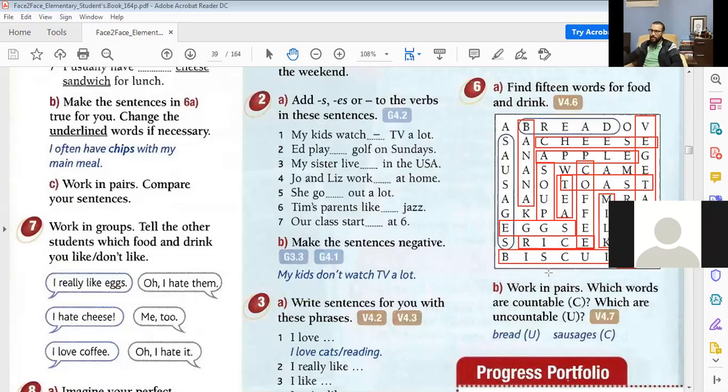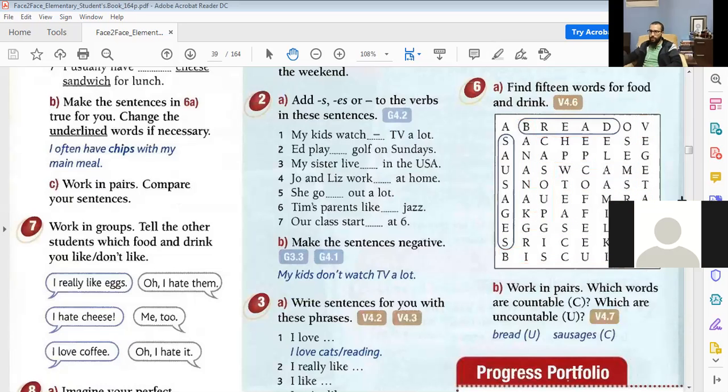You have to say, I've got some water, I've got a lot of water. Unless you use glass of water, bottle of water, that's fine. 2 liters of water, you give them a unit. Then it seems countable. I've got 2 liters of water, I've got 1 glass of water, and I've got 3 small bottles of water. But water by itself, no. Okay, so this is countable and uncountable.